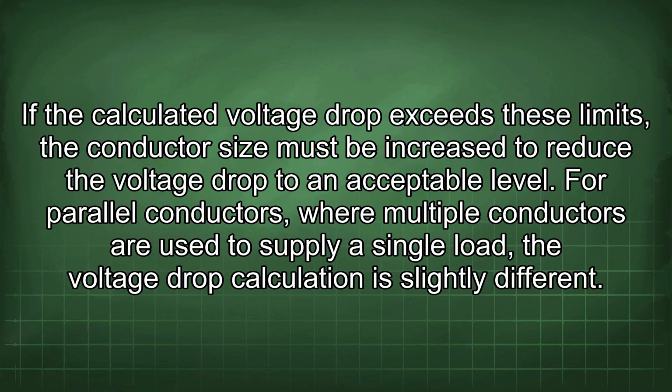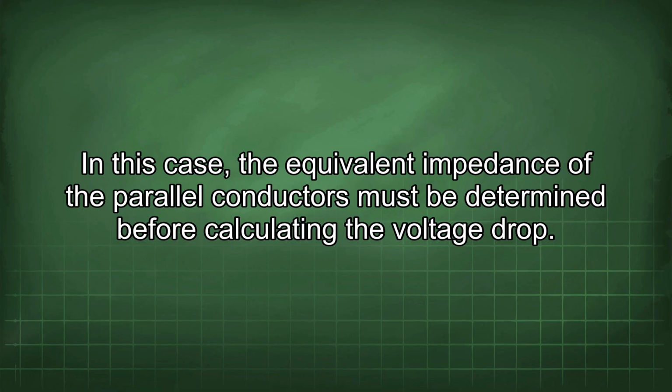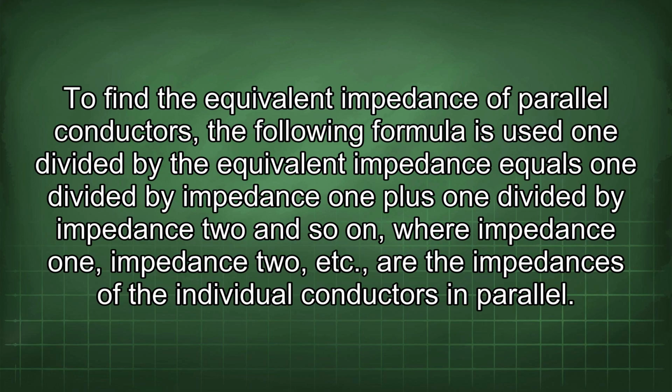If the calculated voltage drop exceeds these limits, the conductor size must be increased to reduce the voltage drop to an acceptable level. For parallel conductors, where multiple conductors are used to supply a single load, the voltage drop calculation is slightly different. In this case, the equivalent impedance of the parallel conductors must be determined before calculating the voltage drop. To find the equivalent impedance of parallel conductors, the following formula is used: 1 divided by the equivalent impedance equals 1 divided by impedance 1 plus 1 divided by impedance 2, and so on, where impedance 1, impedance 2, etc. are the impedances of the individual conductors in parallel.